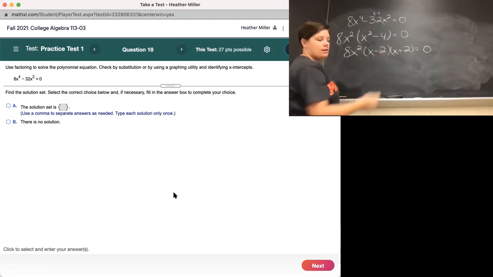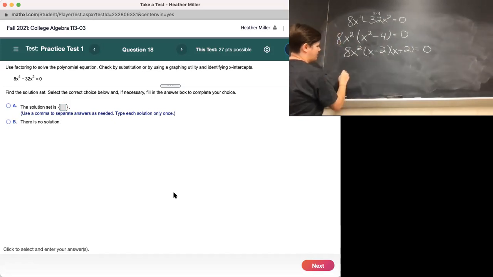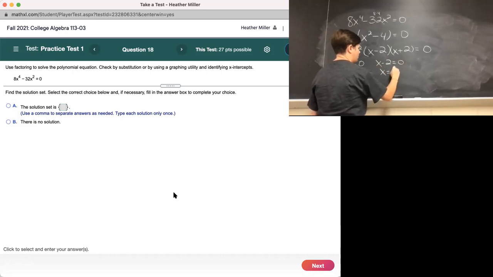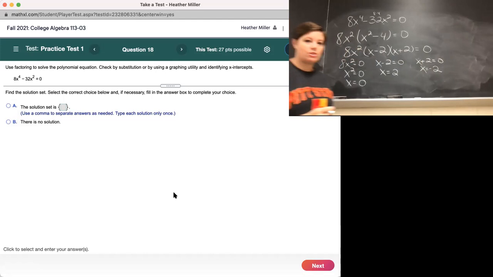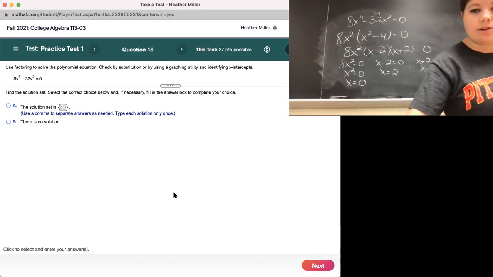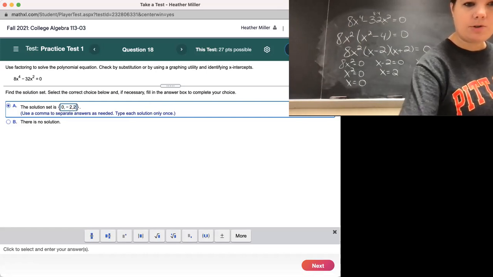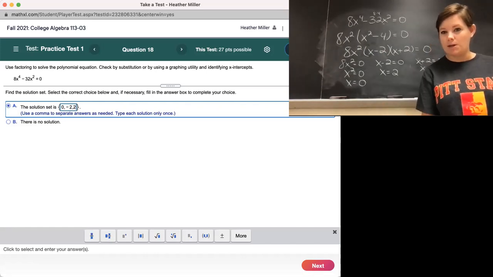So now I set each of these individually equal to 0 to solve for my x's. So 8x squared equals 0, x squared equals 0, x equals 0. x minus 2 equals 0, so x equals 2. x plus 2 equals 0, so x equals -2. So those are my three solutions, 0, -2, and positive 2. It doesn't matter which order you put those in, as long as you have all of them in there.